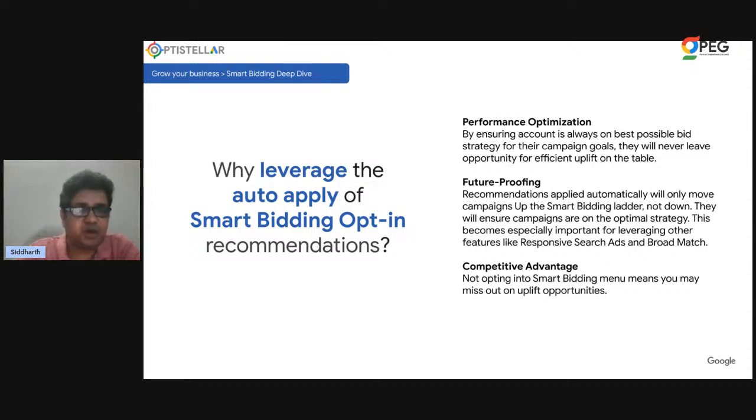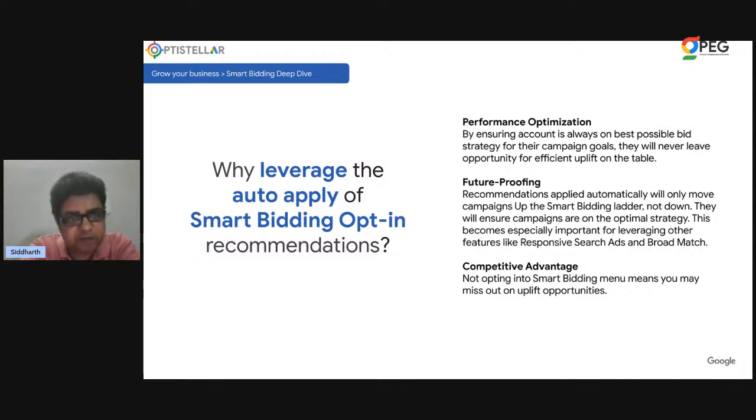Now, why leverage the auto apply of smart bidding options? Performance optimization is something that is important, right? And we are going to help you with the smart bidding opt-in recommendations. The smart bidding opt-in recommendations are recommendations like maximize conversion opt-in, or TCPA opt-in, or TROAS opt-in, right? Now, what are these opt-in recommendations? Well, first of all, if you are setting up a new campaign, you may not have all of the eligible data to qualify for opting into a smart bidding recommendation.